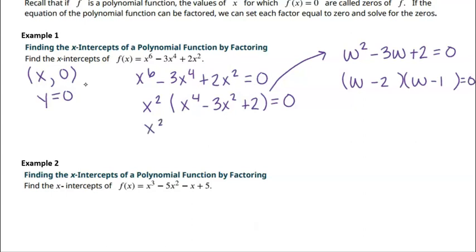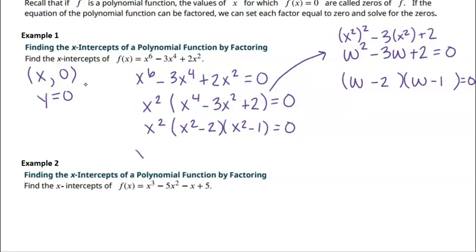Therefore, instead of it being w squared, this is like x squared, and in place of w, x squared. So that means these factors would be x squared minus 2 and x squared minus 1. I now have a factored form.